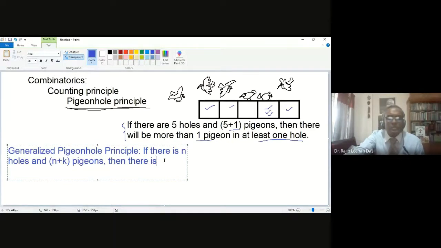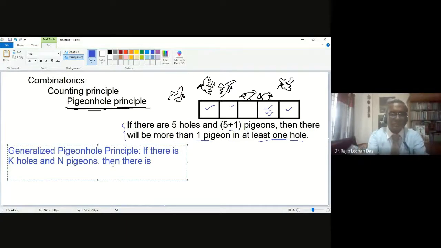Let me write it a little different way. Let me make it simple. K holes and n pigeons. So n is bigger. So I can write where n is greater than k. How much bigger does not matter. Maybe 5 more, 2 more, 3 more. That means pigeons are more in number and holes are less in number. So this is the situation.